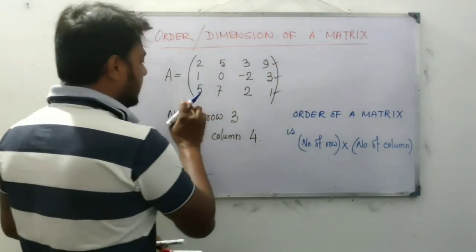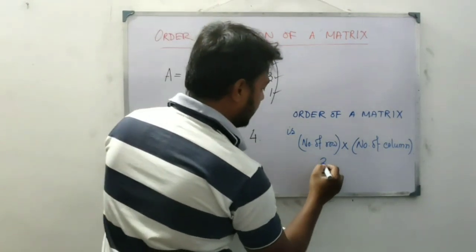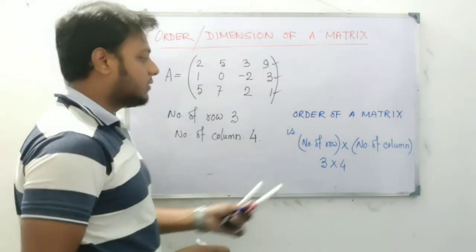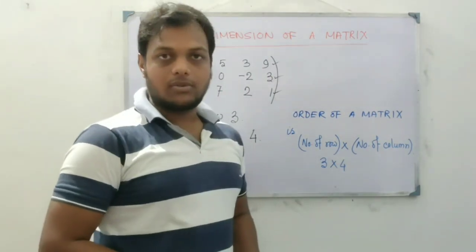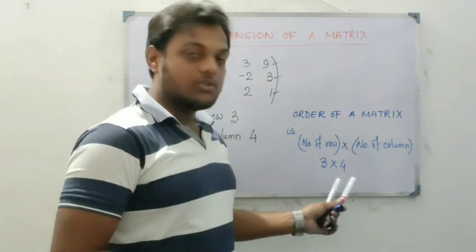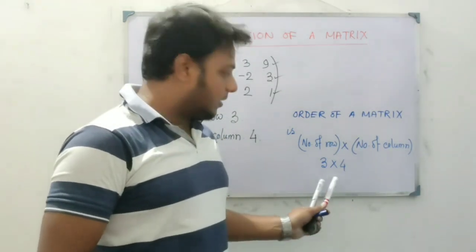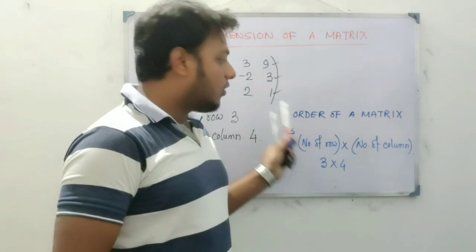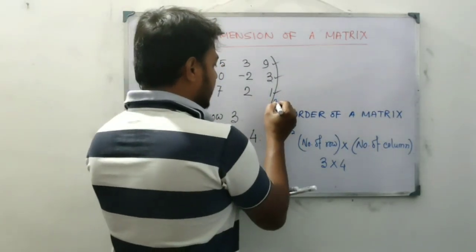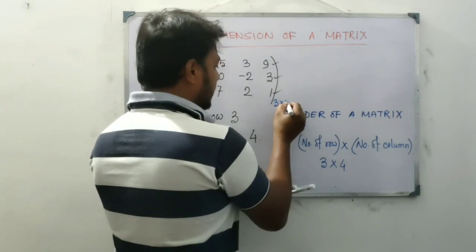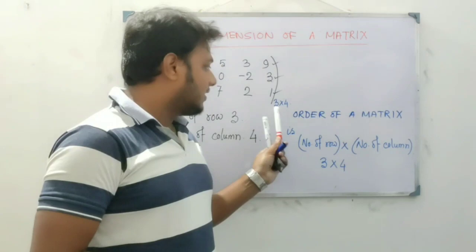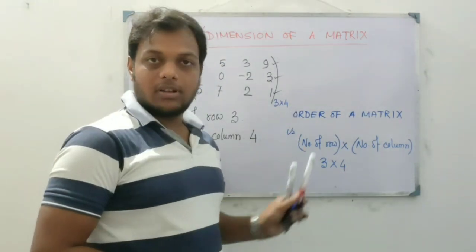So what is the order of this matrix? Number of rows is 3 and columns is 4. So order or dimension of this matrix is 3 cross 4. We will not multiply here. Don't write 3 into 4 equals 12. We will keep it in this form only, that order of this matrix is 3 cross 4. So order always represents number of rows cross number of columns.